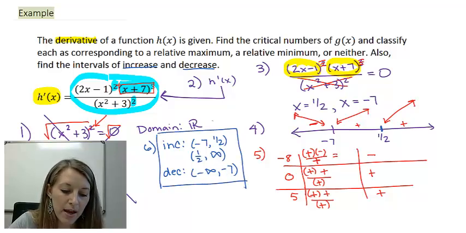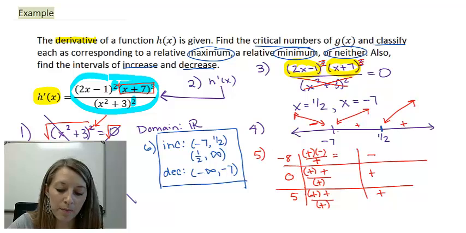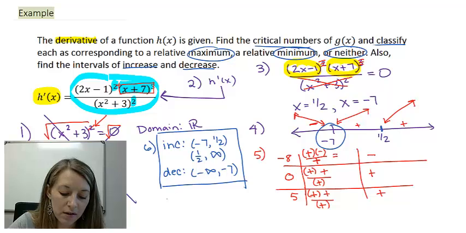The other half of my answer is to find the critical values and classify them. Are they a max, or are they a min, or are they neither? So I have a critical value at negative 7. And that is a low point on my graph because it goes from down to up. So that one is a minimum.